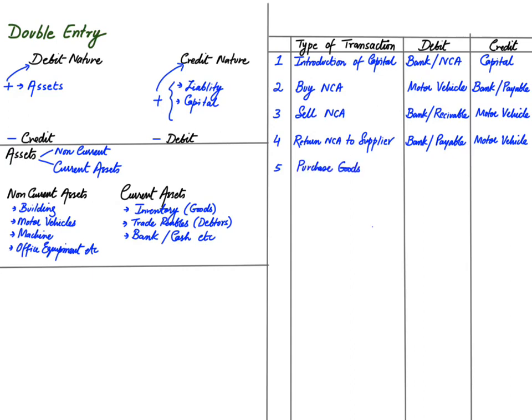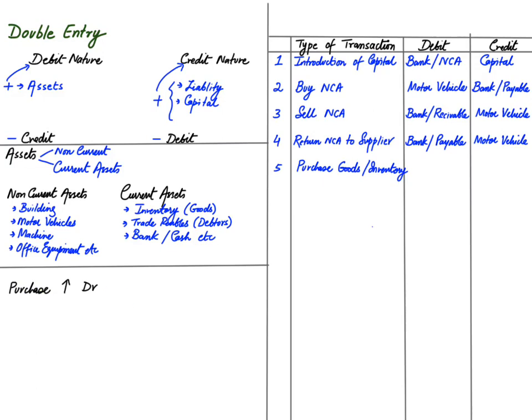Then we have another transaction: purchase of goods and inventory. Let's learn something else. Whenever we are buying stocks, goods, inventory, merchandise or goods for resale, we will be using a purchase account. Whenever we are buying goods, the stock is coming into the business and the asset is increasing, so we will debit the purchase account. Purchase account is always debited.